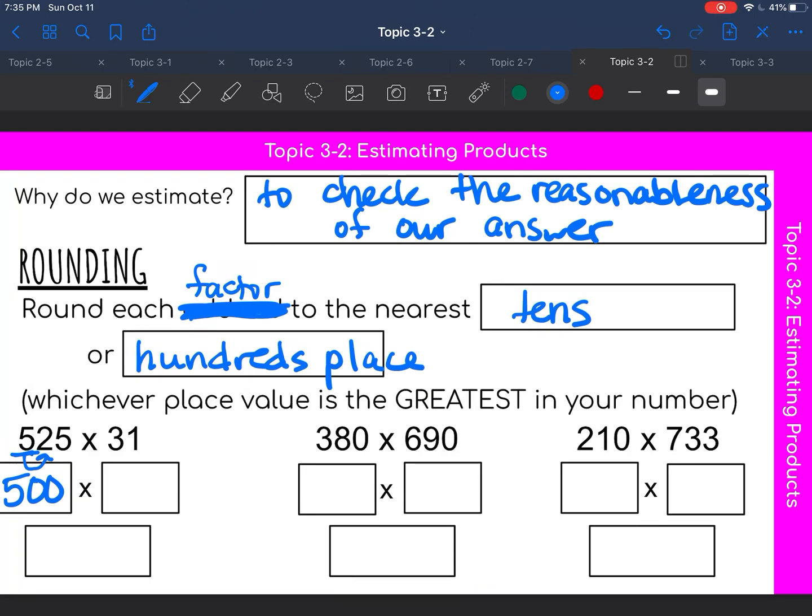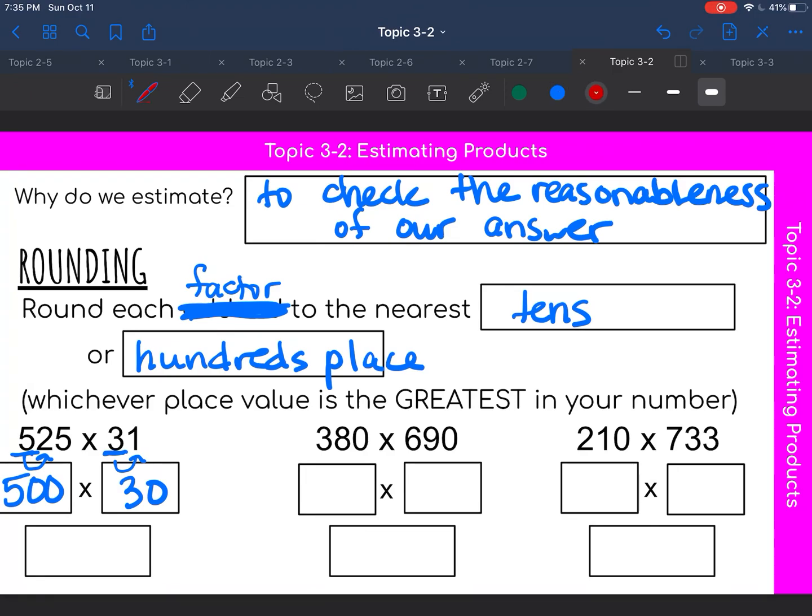And then 31, that only goes to the tens place. So I'm going to round to the nearest tens. I look at my tens place, that's the 3, and then I look next door to the 1. That 1 tells me to keep the 3 as it is, so that becomes 30.